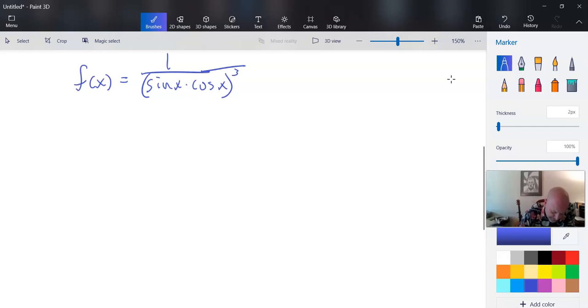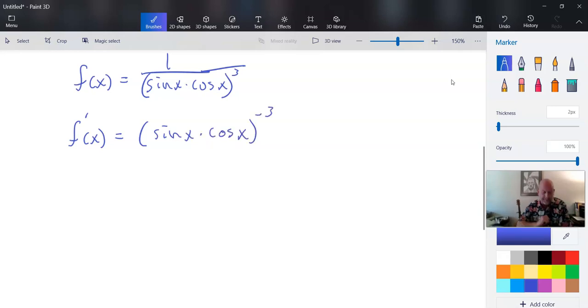Now, if you're looking for f prime of x here, whenever I have powers of things in the denominator, it is much easier to use the power rule to deal with these things than it is to use the quotient rule. So that's how I'm going to do it. I'm going to rewrite this now as sine x times cosine x to the negative 3.